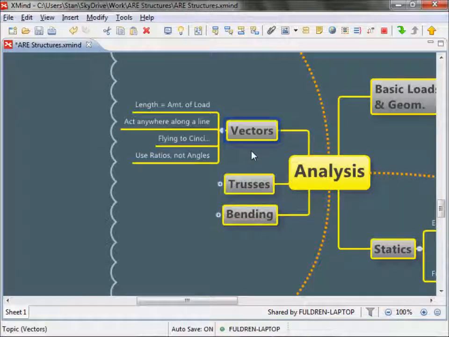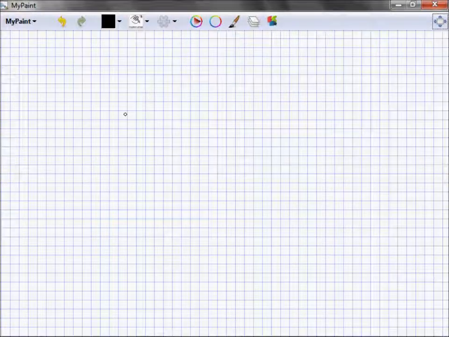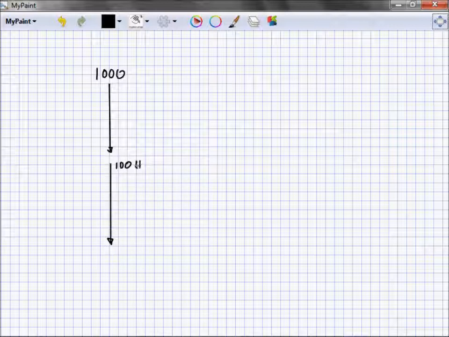So when we talk about vectors, really what are we talking about? Vectors are just loads in a direction. So I could have my ubiquitous 1,000 pounds here. Along the very same line, I could have another load of 1,000 pounds. That's essentially equal to one line that's twice as long, that equals 2,000 pounds. Those are essentially equal to one another.